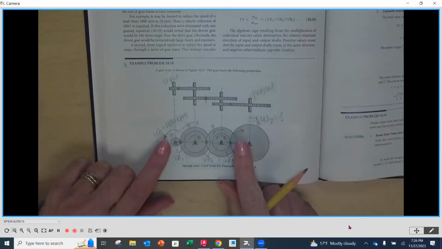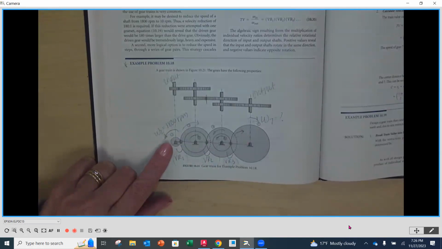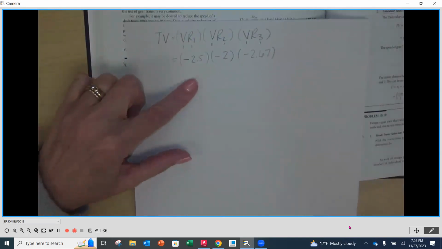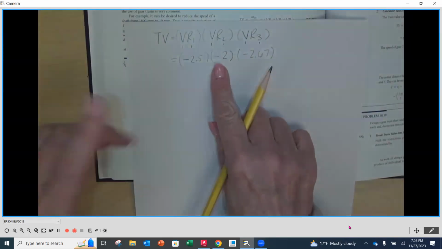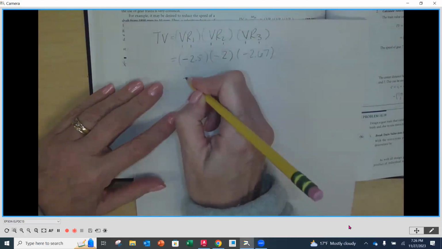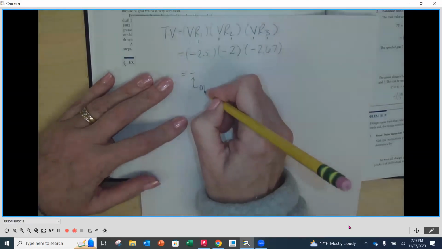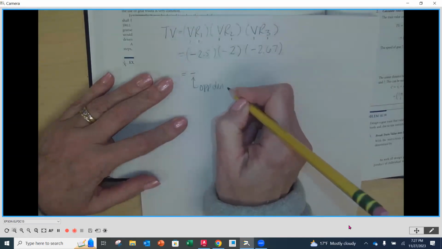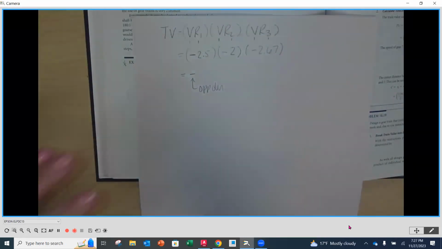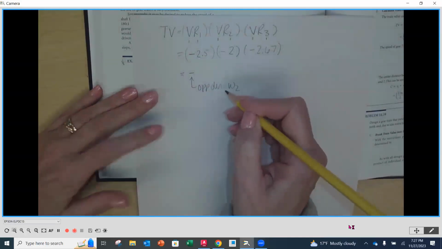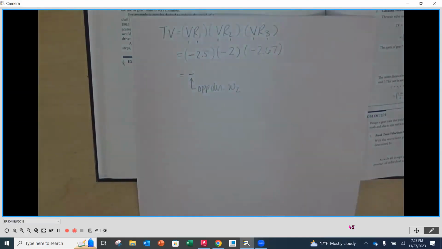So now notice that their directions are opposite. We should end up with a negative value. Negative times negative is positive, times negative. Sure enough, it is going to be a negative value. That is only to say that it is going to be going in the opposite direction as that W2. So in our case, since W2 is going in a counterclockwise direction, W7 will be going clockwise.